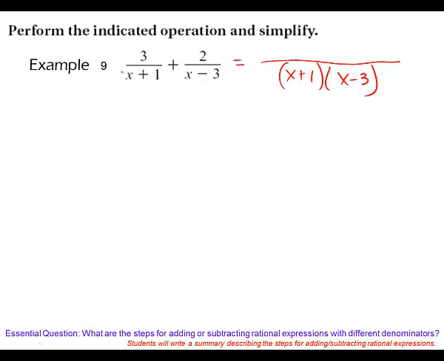Okay, in the first term, what's missing in the denominator? X minus 3. Good. We're going to distribute the 3. So we get 3x what? -9. Good. What's missing in the second denominator? So I multiply by x plus 1. Do you see why I don't multiply? I show my work on the top and the bottom. It would get messy. Okay?